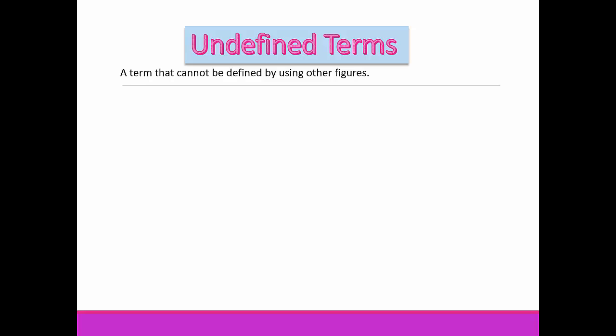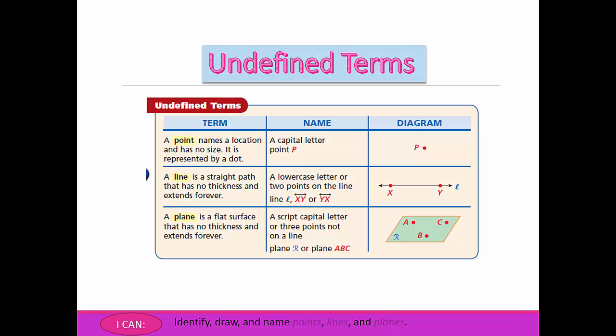Those 3 undefined terms are points, lines, and planes. And what we're going to do is build our system of geometry based on these fundamental terms: a point, a line, and a plane. So what are these undefined terms? What's a point, what's a line, and what's a plane?